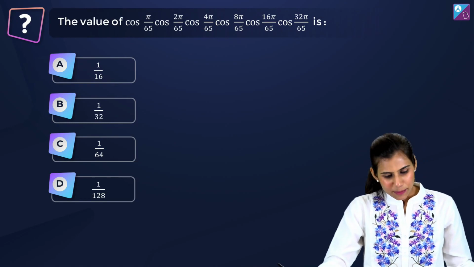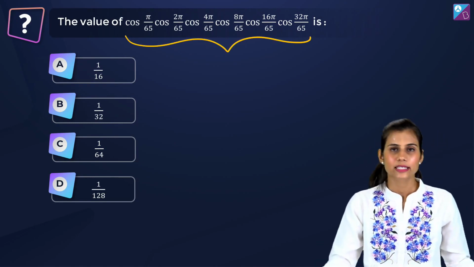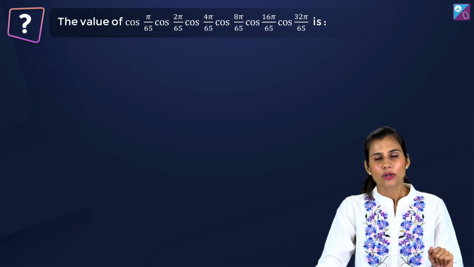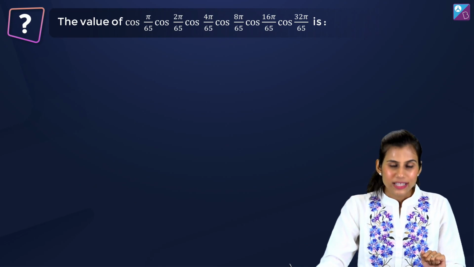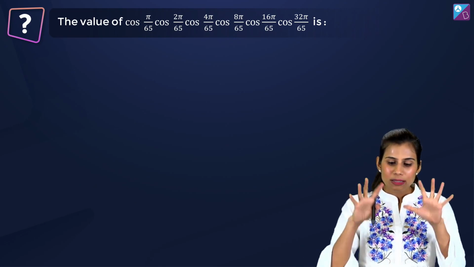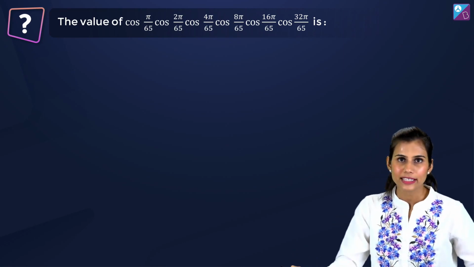Alrighty. Moving ahead to the next question, this one is asking us to compute the value of this very expression. Here, throughout the trigonometric ratio is the same, cos. But what is different is the angles, the arguments involved. Obviously, in order to simplify this expression, I have to somehow decode the relationship between the angles.